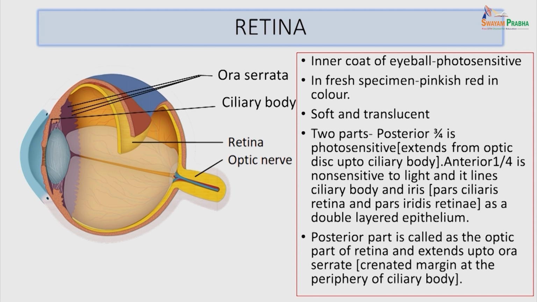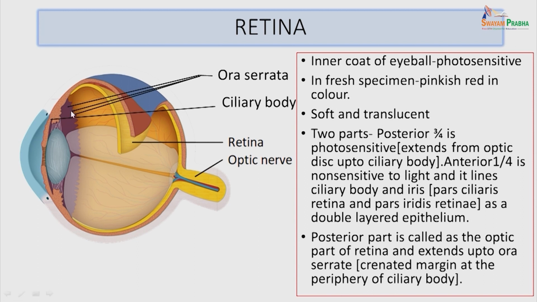Two parts are there. The posterior 3/4 is photosensitive, extends from the optic disc to the ciliary body. Anterior 1/4 is non-sensitive to light and it lines ciliary body and iris. That is pars ciliaris retina and pars iridis retina. As a double layered epithelium, it lines the ciliary body and iris. The posterior part is called as the optic part of the retina and extends up to the ora serrata, that is crenated margin at the periphery of the ciliary body.